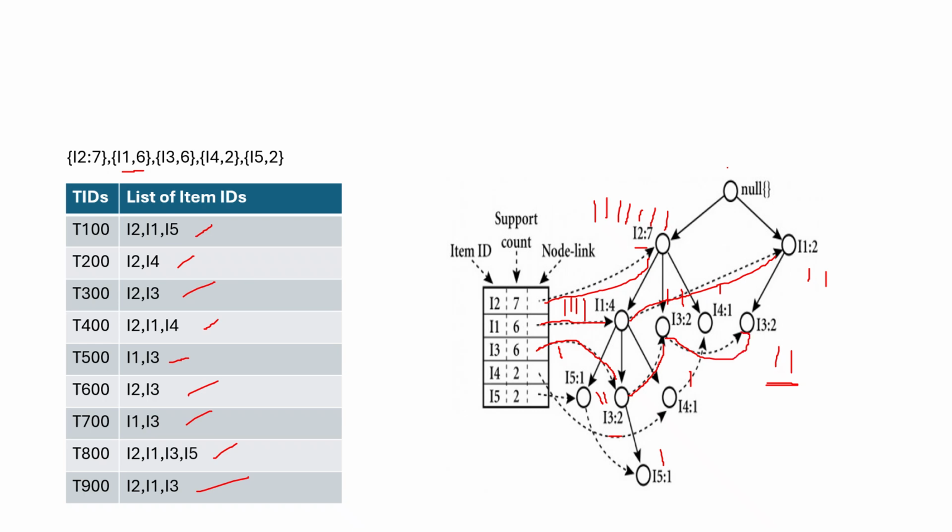And then when you have I4, let us see, where do I have I4? I have I4 here, so I'm connecting I4 here. Then do I have I4 anywhere else? Yes, I have I4 here. So I've connected all the I4s. And when you come to I5, I have an I5 here, and from this, I have an I5 here. Is there any other I5? No. So like this, I have connected with the node links also.